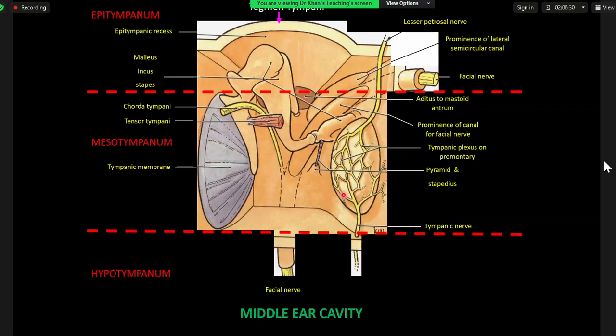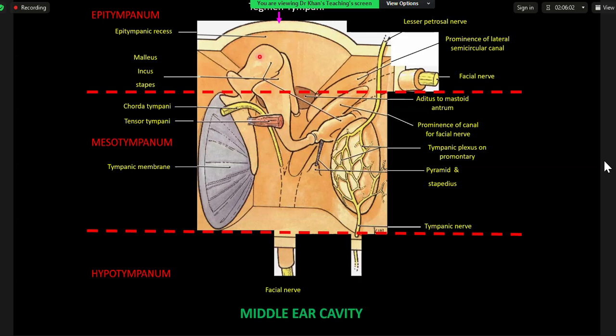Once again, a repetition of what we have learned till now. Place yourself here in the middle ear cavity. On the right side is the tympanic membrane. So this is the lateral wall. This is the medial wall. Here is the cochlear promontory. The cochlea is projecting here. Here is the semicircular canal. Here is the facial nerve canal. Add to that the ossicles.